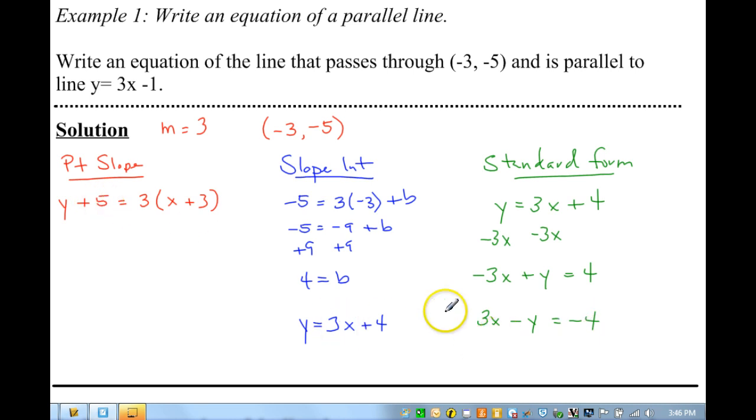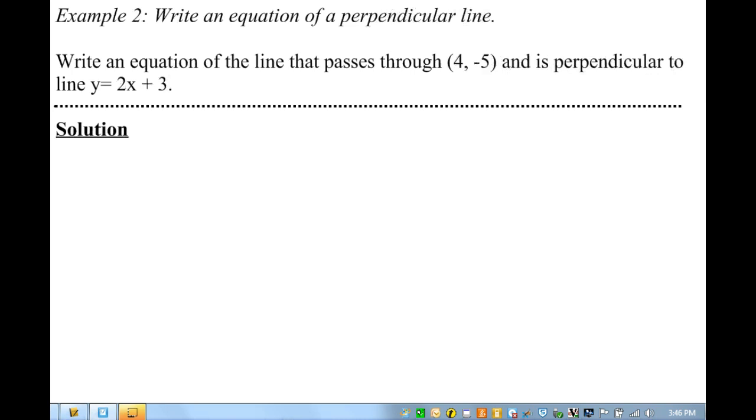Three different answers for the same question. You only have to give me one. You get to pick which one. Let's look at example 2, a perpendicular line. Write an equation of a line that passes through the given point, (4, -5), and is perpendicular to the line y equals 2x plus 3.